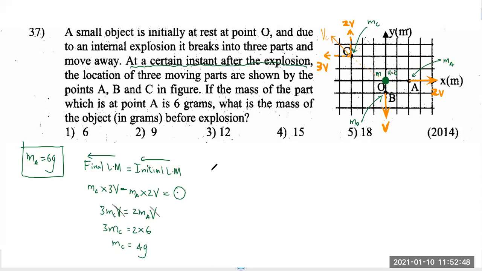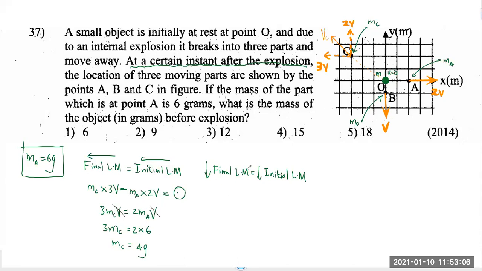And then, of course, we have to apply the equation in the vertical direction. Let's apply the equation downwards. Final linear momentum downwards equals initial linear momentum. Now, why am I applying it downwards? Because I need to find out MB, and B is going down. That's why I took it that way.